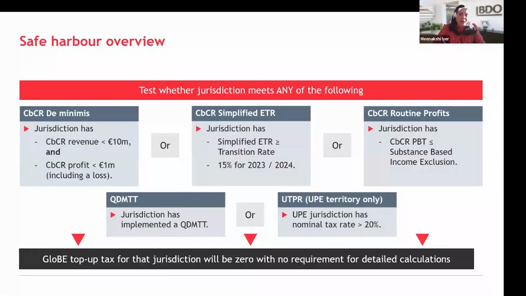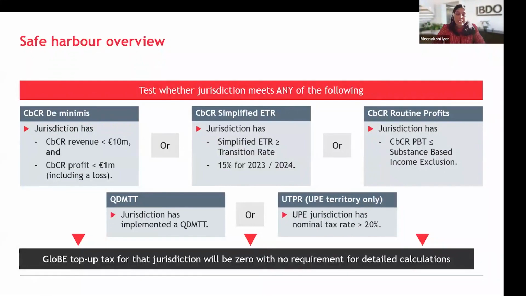I will very quickly run through the QDMTT and UTPR safe harbor rules. Now, the qualifying domestic minimum top-up tax rule is, if a jurisdiction has implemented this rule, then you don't have to do two sets of calculations. You can effectively use this calculation and not also do the calculation based on the rules that have been implemented by the ultimate parent entity.